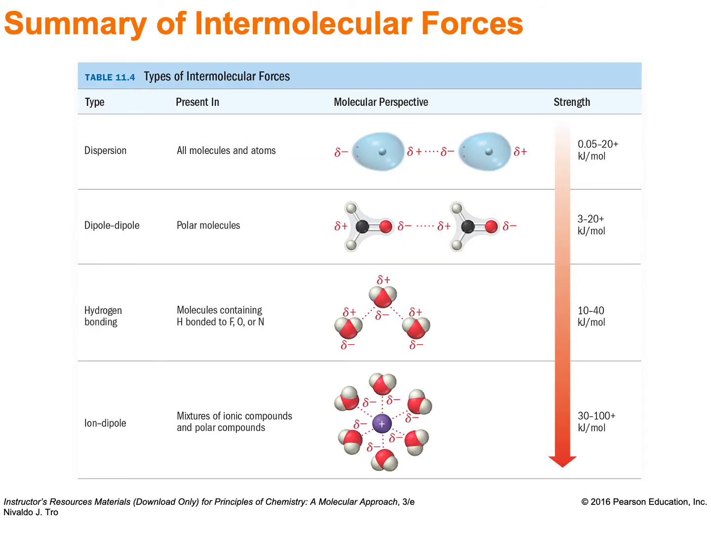This slide is identical to the one we saw a few minutes ago. It just summarizes the intermolecular forces, their relative strength, and the types, going from weak to strong. You have dispersion, those are temporary dipoles. You have dipole-dipole. You have hydrogen bonding, which is a type of dipole-dipole. And the strongest is ion-dipole forces.